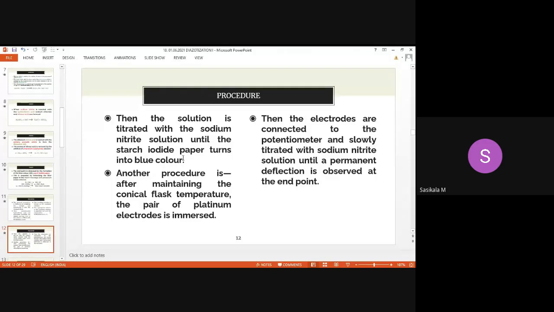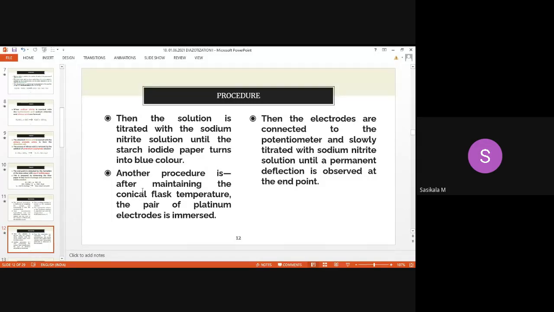Starch iodide paper is called an external indicator. External means we are not adding starch iodide paper or starch iodide solution inside the conical flask content, like how you add indicators in other titrations. Likewise, we will not add it inside the content of the analyte. We use it as an external indicator, where a drop of your conical flask content is kept over the starch iodide paper and the reaction is monitored for color change. When it changes to blue color, that represents the end point of the titration.